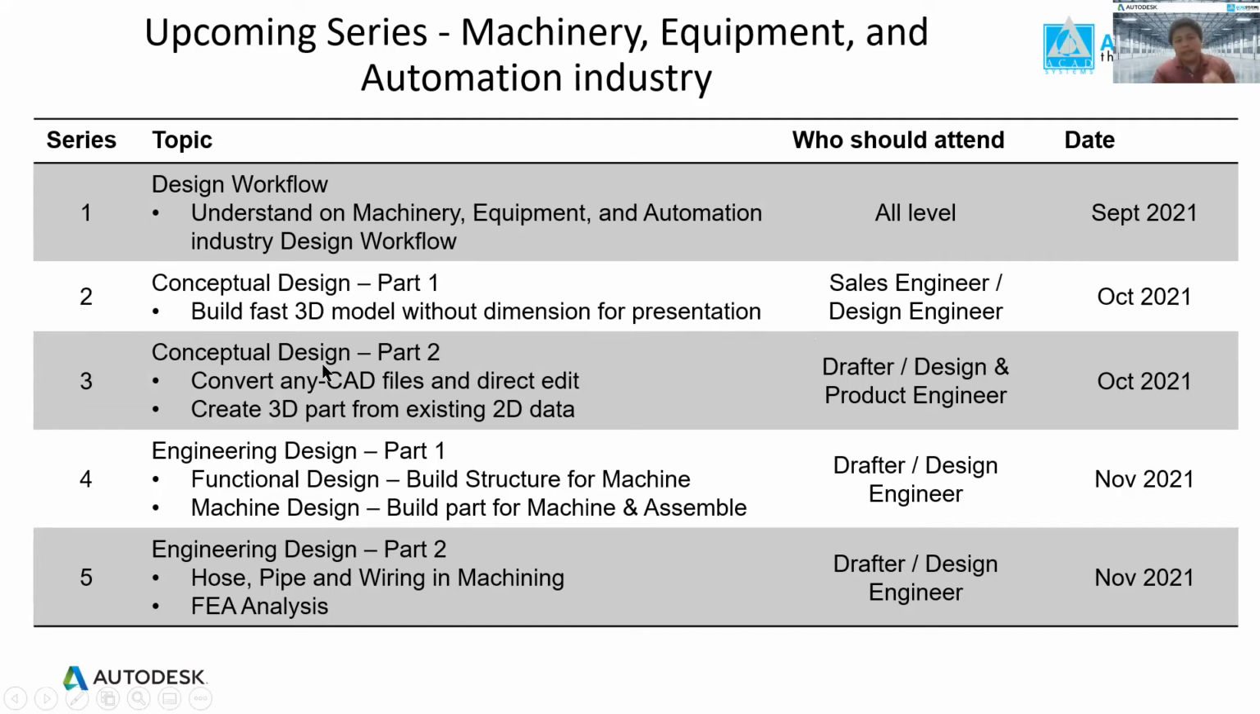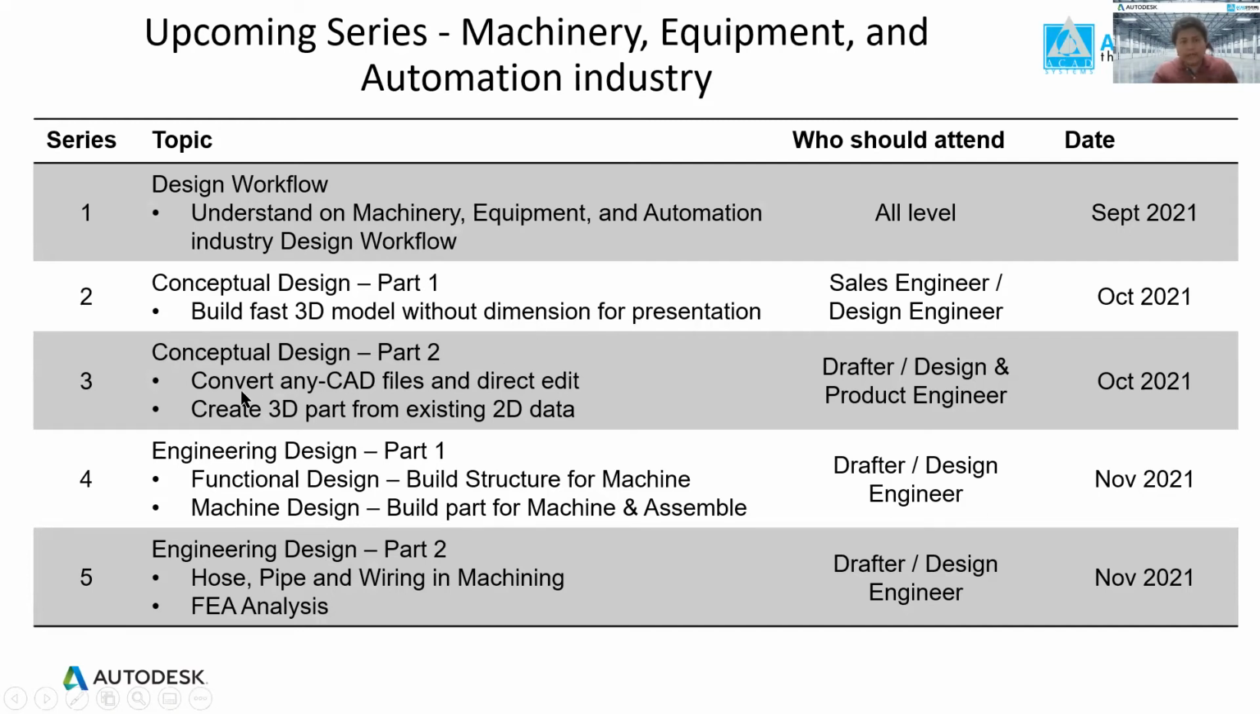Right, so for conceptual design part 2, if you are a drafter, designer, or engineer, you want to learn about how to edit a STEP file drawing. People get worried if they get a STEP file or IGS file, because they cannot edit the file. But for this series 3, we will cover that topic, which is we will convert any CAD file, either from STP, IGS, SolidWorks, or CATIA file, open it with Inventor and directly edit your file using Inventor.